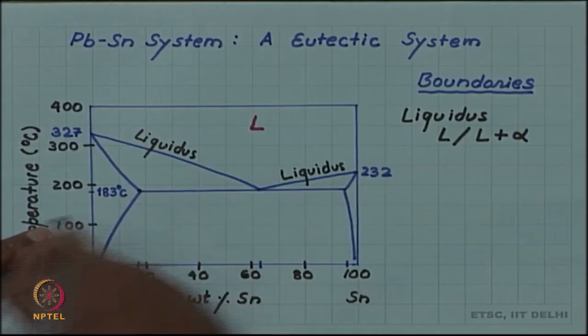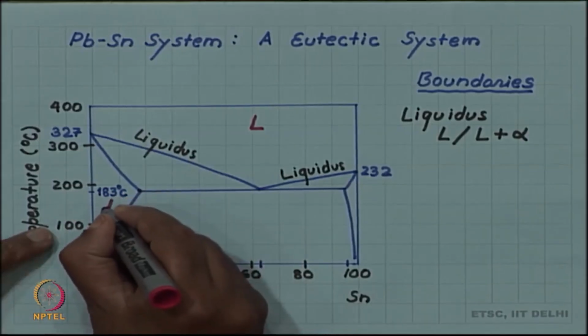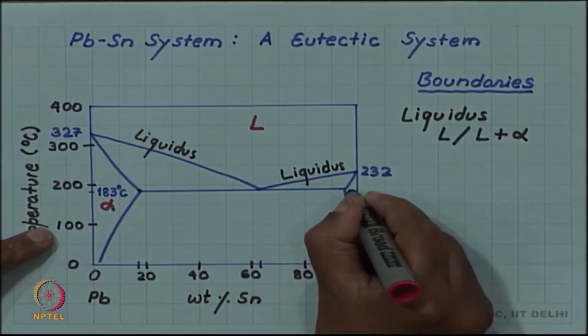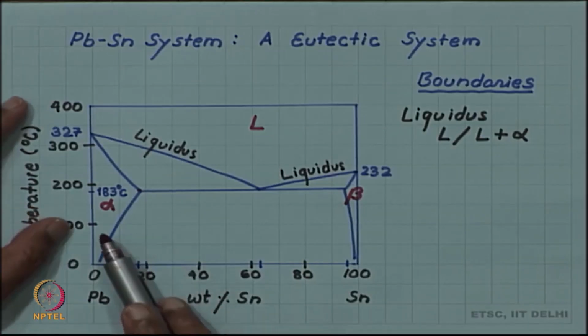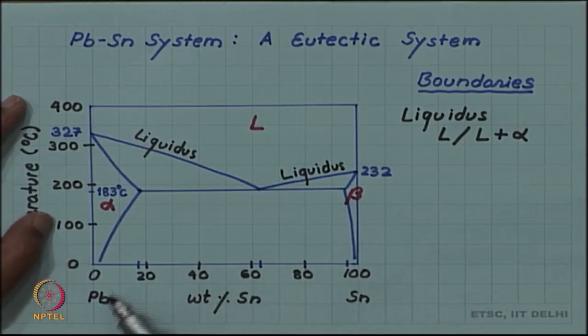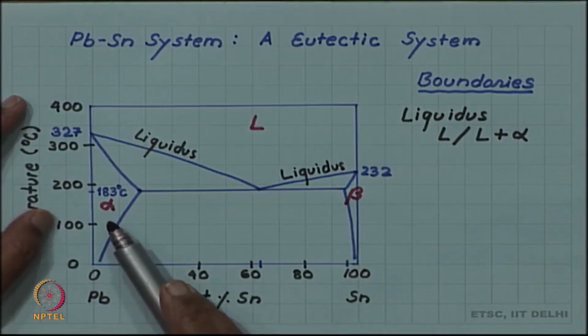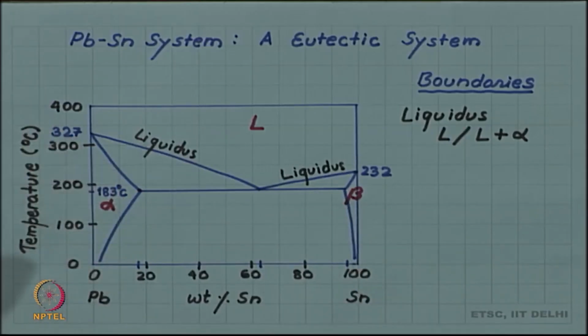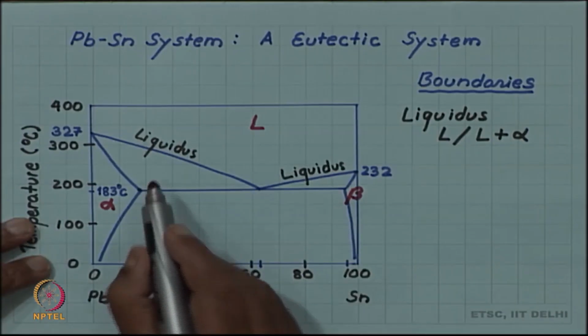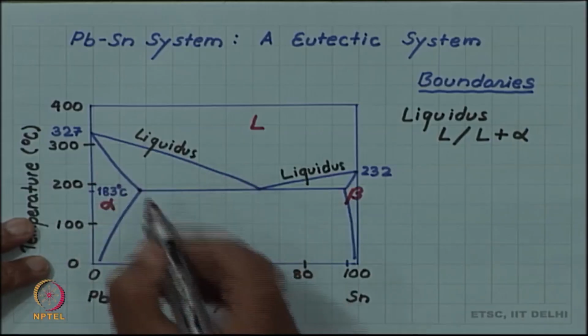these two end triangular regions are solid phases, and now you have two distinct solid phases. So, unlike the isomorphous diagram where a single phase was extending from one end to the other end, now you have two different solid phases in the same alloy system. So, near the lead end you have an alpha solid phase, and near the tin end you have the beta solid phase.